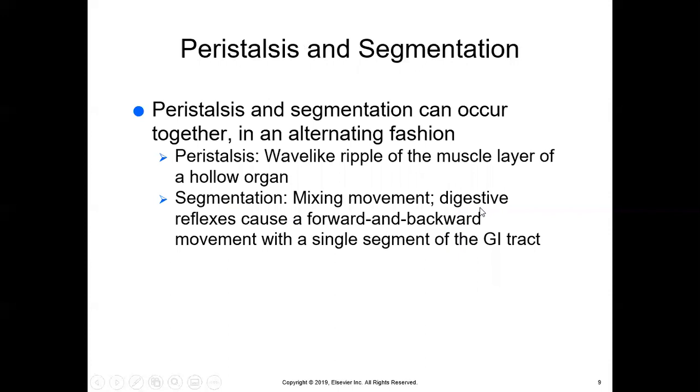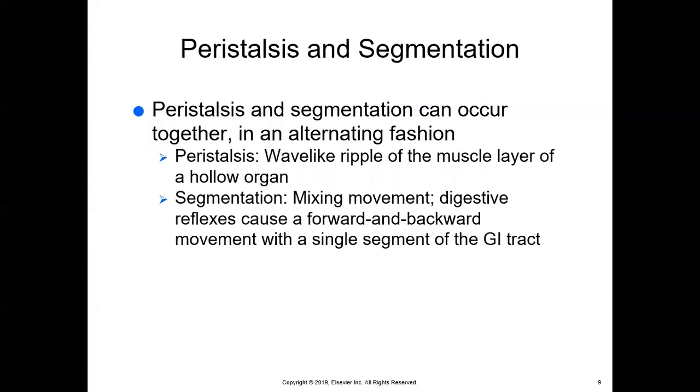Then we deal with peristalsis and segmentation. Peristalsis and segmentation can occur together in an alternating fashion. So first, peristalsis, that's a wave-like ripple of the muscle layer of a hollow organ. So the esophagus is a hollow organ, and it can have a wave-like ripple of the muscle layer. The stomach has peristalsis. The small intestine and large intestine have wave-like ripples.